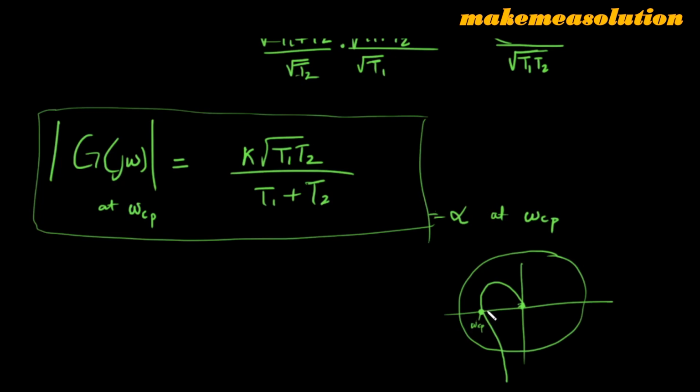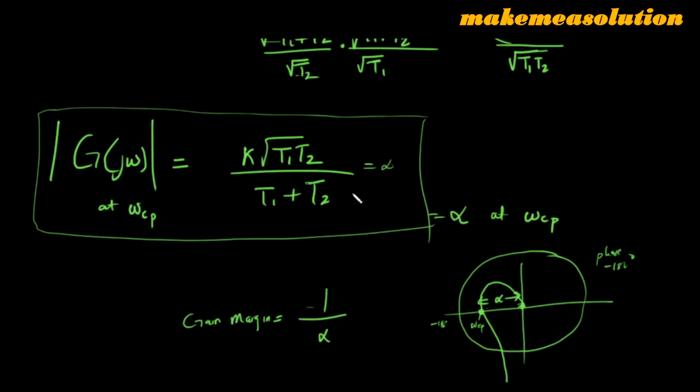So a phase crossover frequency is the frequency whereby the phase of our complex number is minus 180 degrees. Then alpha is the magnitude of our G of j omega at that frequency. That's this distance from here to here. So anytime we want to calculate gain margin, all we need to do is take the reciprocal of alpha, and alpha is this particular value over here.